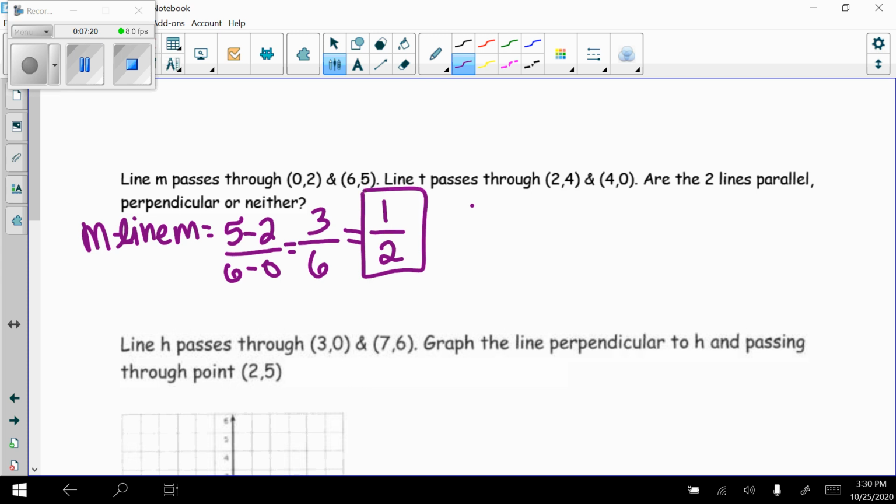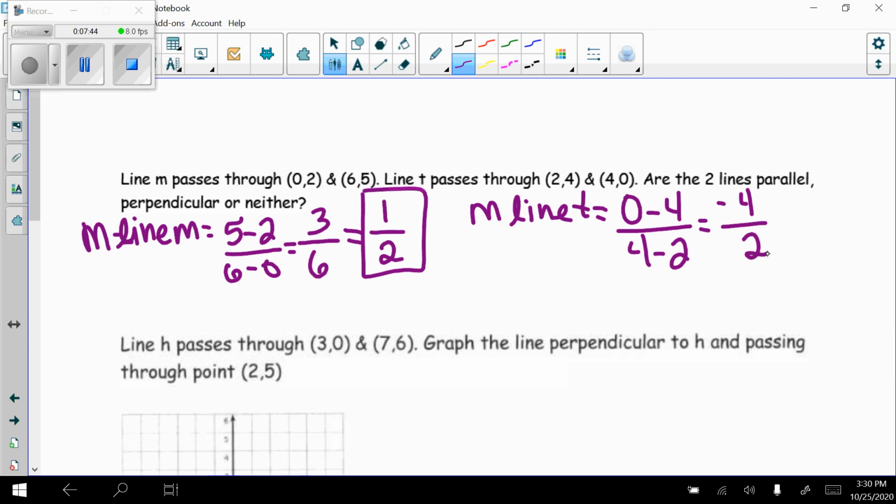Now I want to find the slope of line T using the same formula, only the points for line T. So subtract your two y values. So on top we'll have 0 minus 4 over, subtract the two x values, 4 minus 2. So on top, 0 minus 4 is -4. On the bottom, 4 minus 2 is 2. My larger number is on top, so I can divide this out and get a nice whole number. -4 divided by 2 is -2.